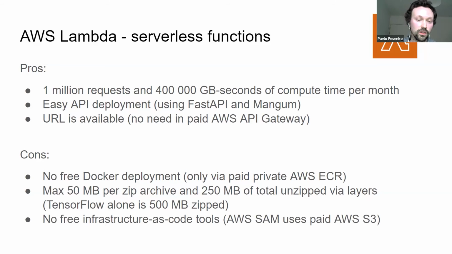There are also, surprisingly, no free infrastructure as code tools from AWS. There is a tool called Serverless Application Model, or SAM for short, from AWS. But unfortunately, when you deploy your code in the final stage, it will use an S3 bucket, which is a paid service, to create some temporary files. So it will not be completely free in the end.